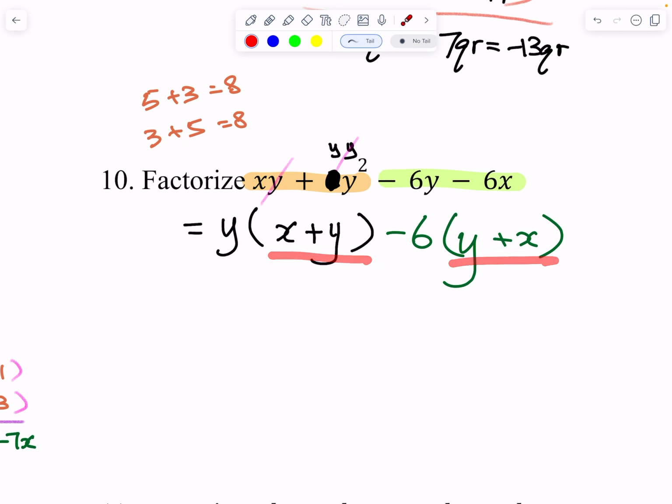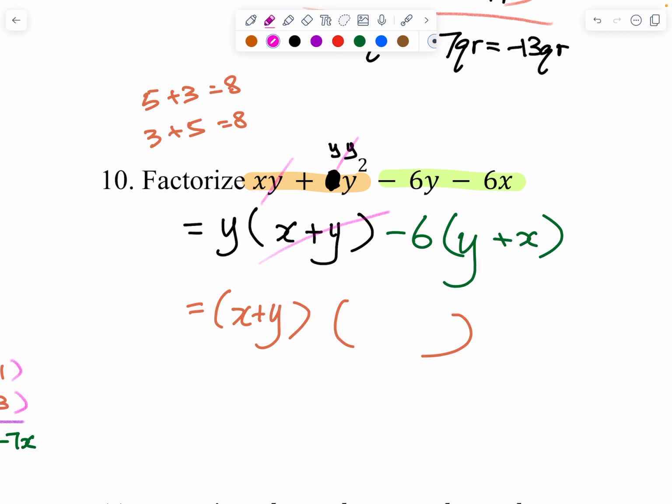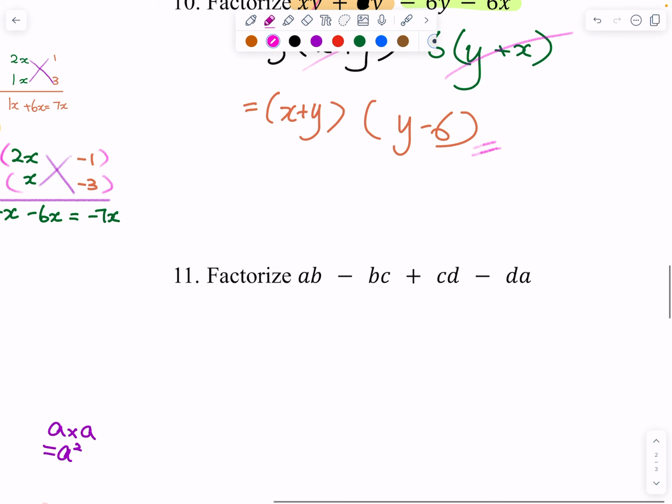Okay, they are the same, so you take it out. What is left? Since you already took out x plus y, cancel them out. We just have y minus 6 left, and that's your final answer. Congratulations. Last question of the day.